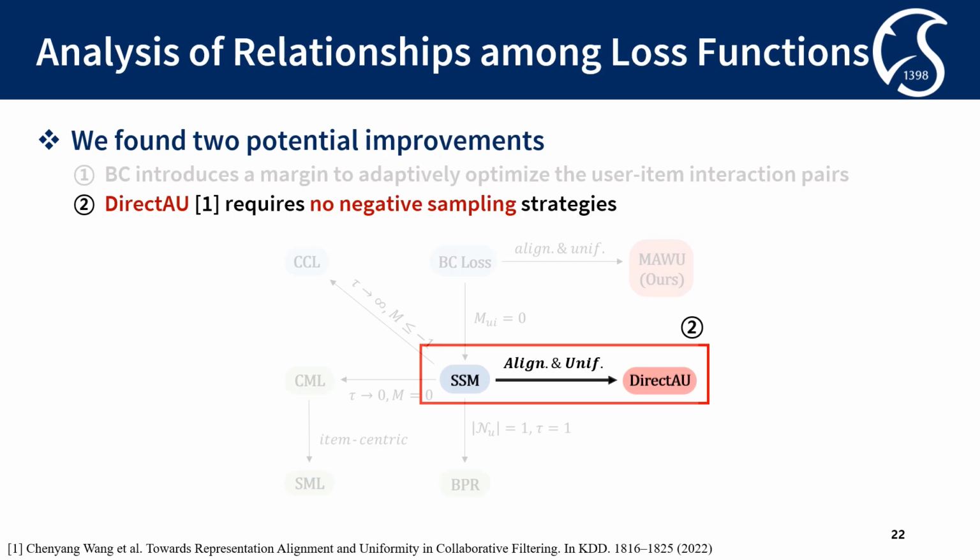The second point is that when splitting SSM into alignment and uniformity, it becomes the direct AU loss function. It does not require any negative sampling method. Earlier, I mentioned negative sampling as one of the main components of CF. Not having to consider it can be seen as an advantage.